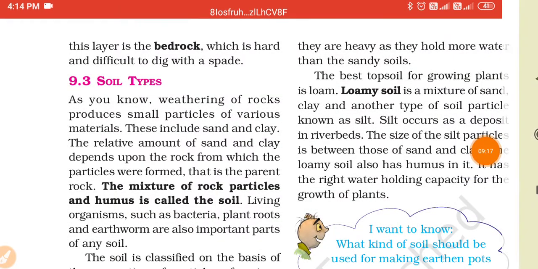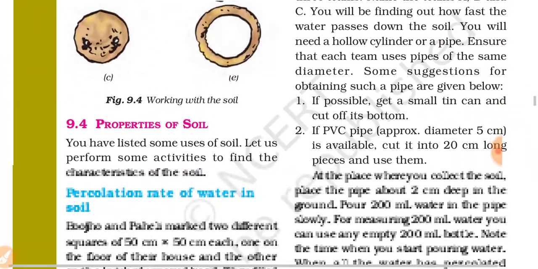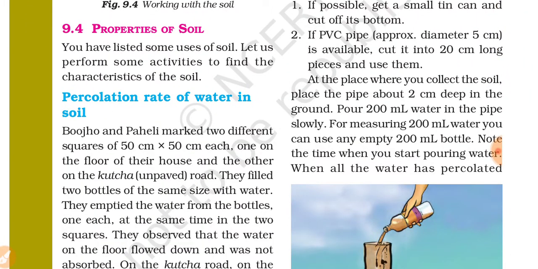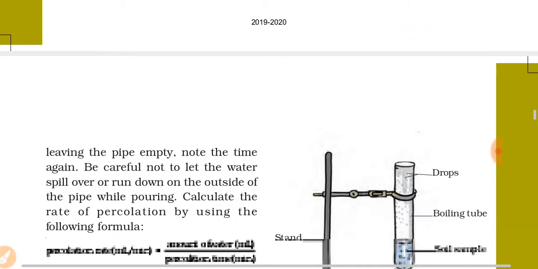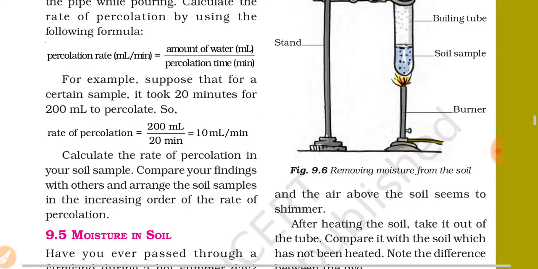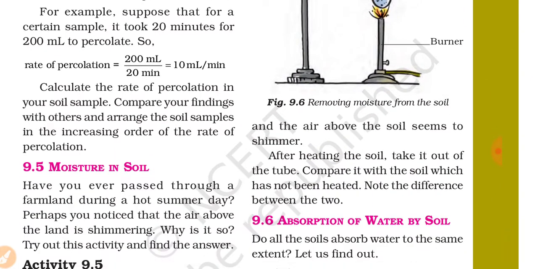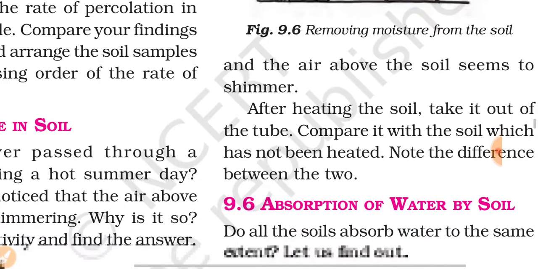So till now we read about the soil types, three types of soil, and the percolation rate of water in soil. Next we read about the moisture in soil. How can you understand the moisture in soil? By removing moisture from the soil, and you can note the amount; more will be absorbed by some different types of soil. So these are all activity based questions.